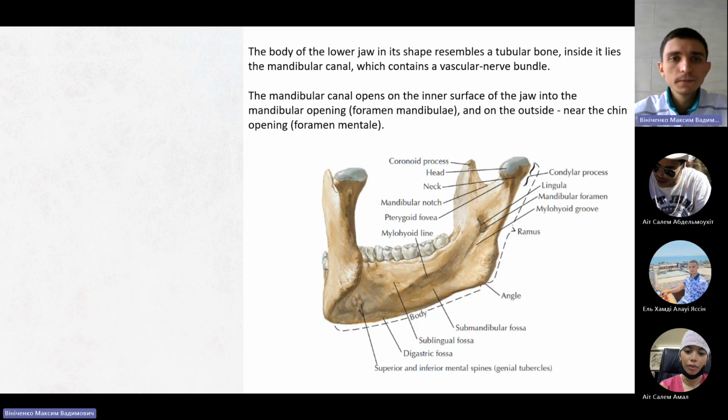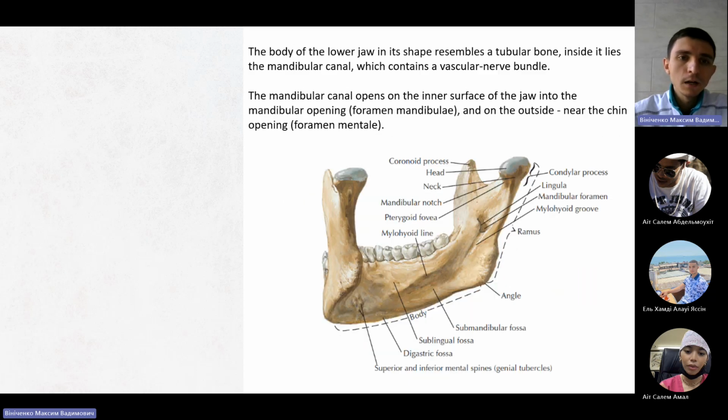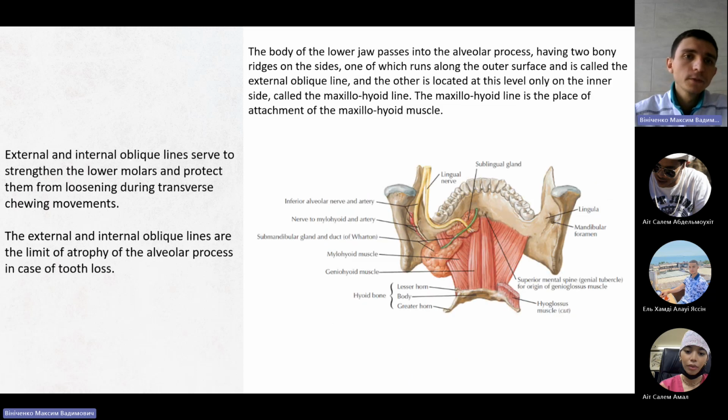The body of the lower jaw in its shape resembles a tubular bone. Inside it lies the mandibular canal, which contains a vascular-nerve bundle. The mandibular canal opens on the inner surface of the jaw into the mandibular opening. We also call it the foramen mandibulae, and on the outside near the chin, the opening we call foramen mentale. Here is the foramen mentale of the lower jaw, the mandible.